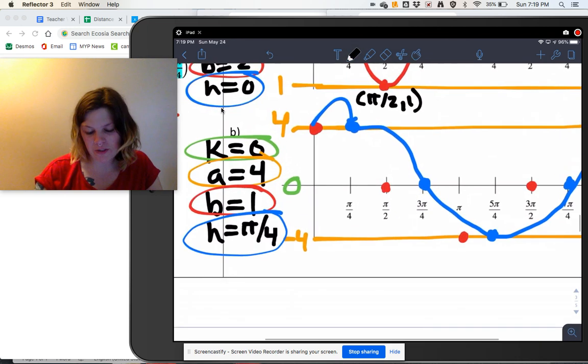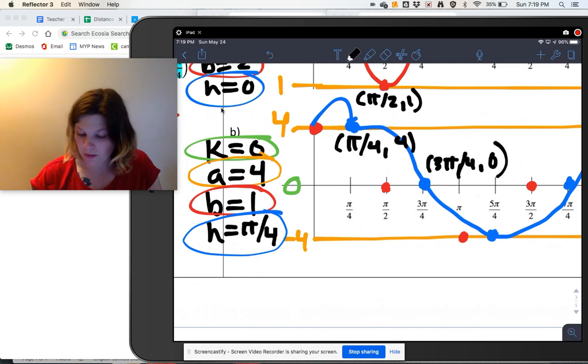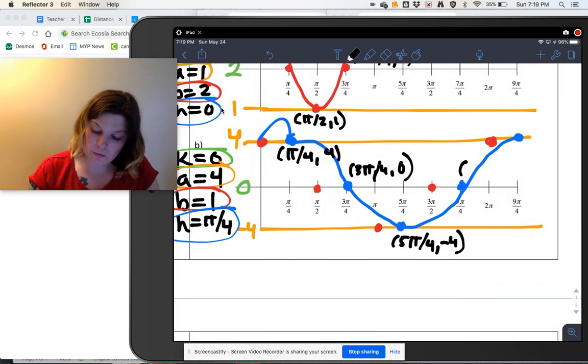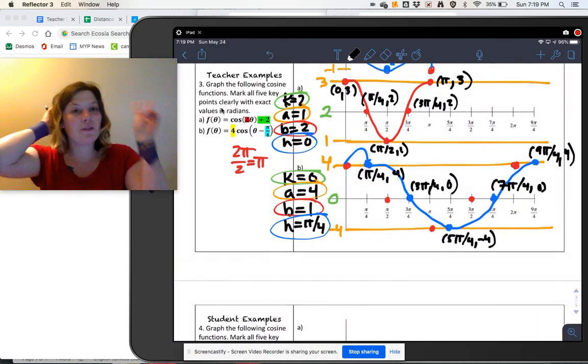All right, and so we're starting at pi over 4, and that's at 4. This graph has a middle line at 0, so it's 3 pi over 4, 0. This one, it's 5 pi over 4, -4. Our amplitude caused our minimum to go down to -4 instead of -1 if it was neutral. This one would be 7 pi over 4, 0. And then finally, we end at 9 pi over 4, back up at our maximum of 4. Cool. So now you have 2 examples to try.